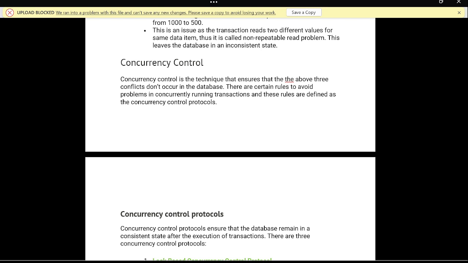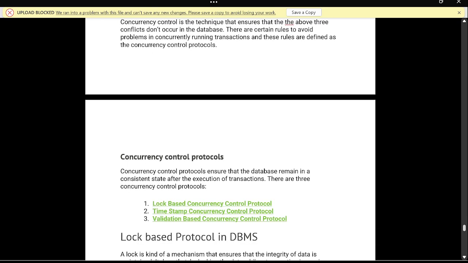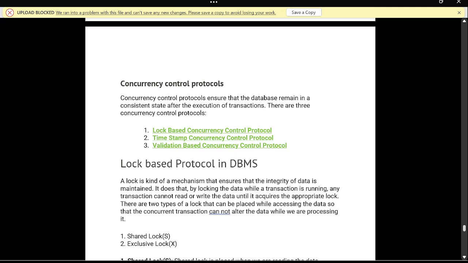Concurrency control is a technique that ensures that the above three conflicts do not occur in the database. There are certain rules to avoid problems in concurrently running transactions, and these rules are defined as the concurrency control protocol. The three common issues we have seen up to now, we are going to control them by using these three protocols. One is the lock-based concurrency control protocol, the second is the timestamp concurrency control protocol, and the third is the validation-based concurrency control protocol. Let's see them one by one.